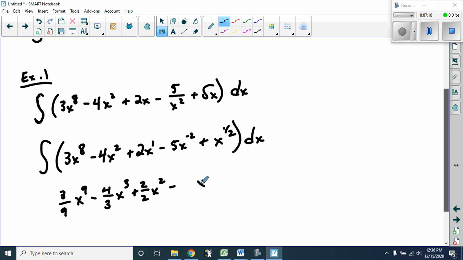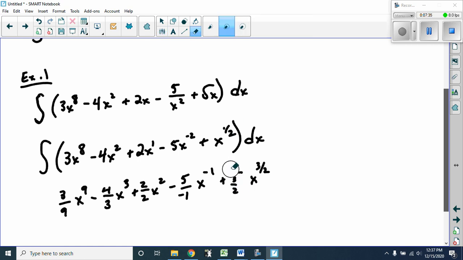Add 1 to the exponent, -2 plus 1 is -1. Divide by -1. 5 divided by -1. 1/2 plus 1 is 1 1/2. And then when I divide by 3/2, dividing by 3/2 is the same as multiplying by its reciprocal. So if you divide by a fraction, you can just multiply by the reciprocal, so make that 2/3.